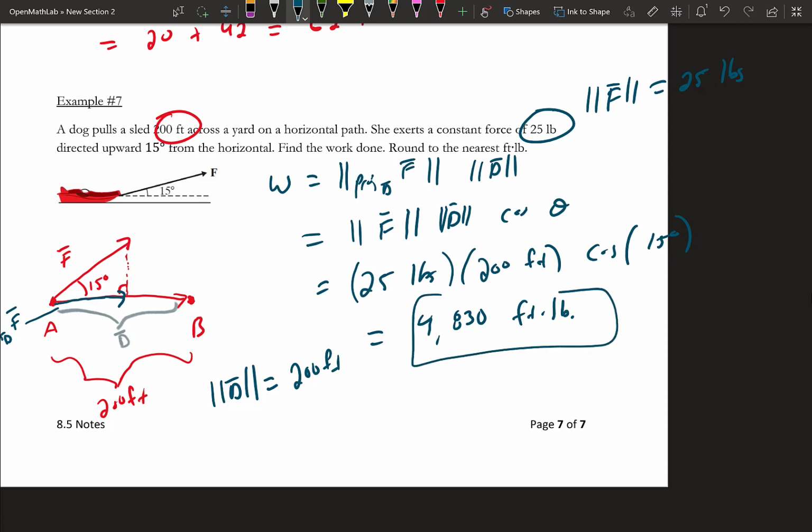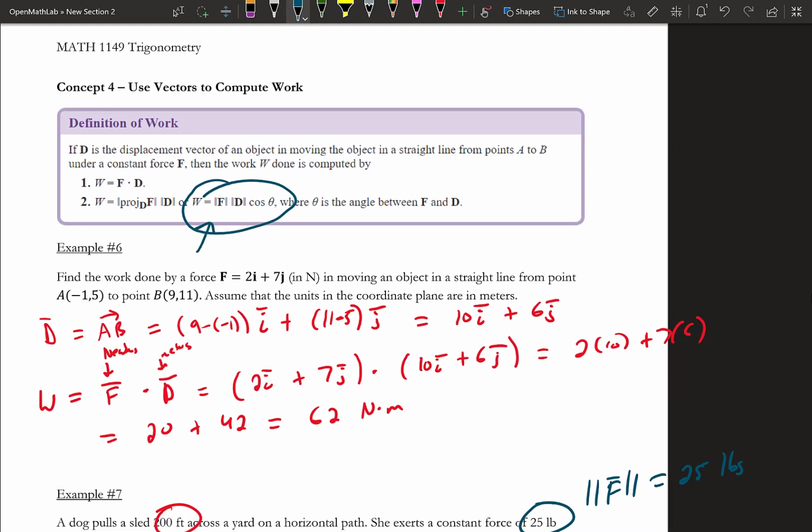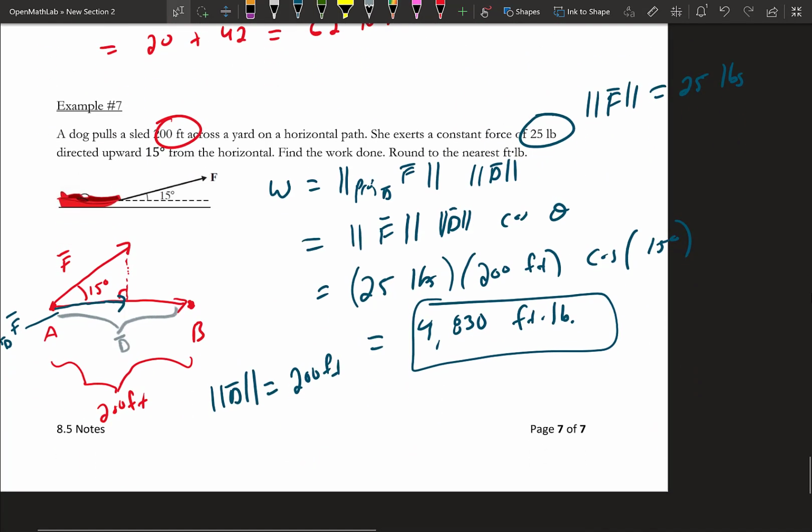So there's my solution, right? So we end up using the second form of that, a little easier to work with, right? So that's the amount of work done with the dog pulling the sled, right? All right, so that's all I have for that section. Let me know if you have any questions.